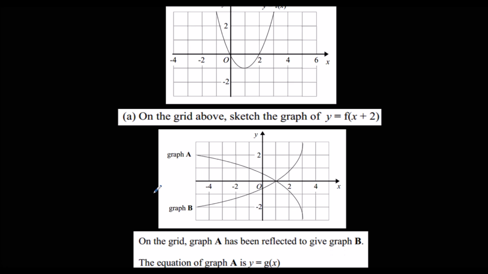So for the first one, we want f of x plus 2. So it's plus 2 inside the brackets. So it changes the x and it does the opposite to what you think. You take 2 away from the x coordinates. So this is 2 spaces to the left.